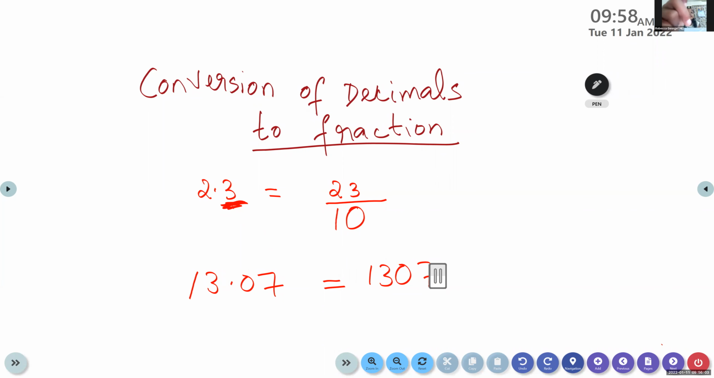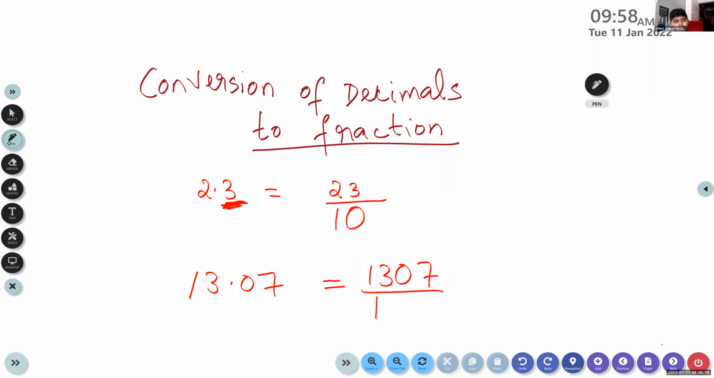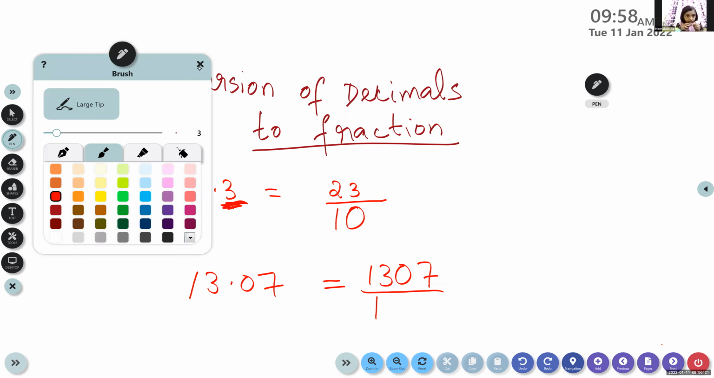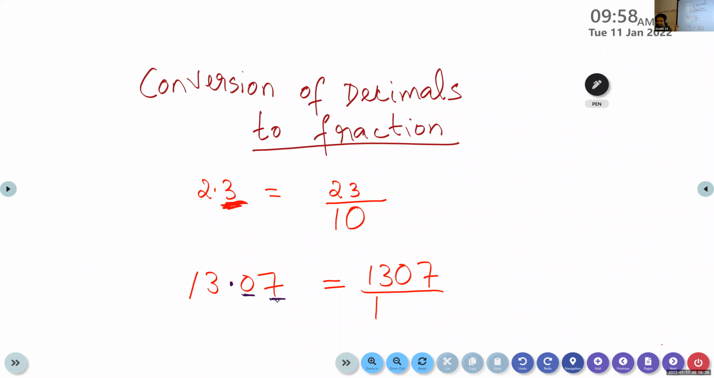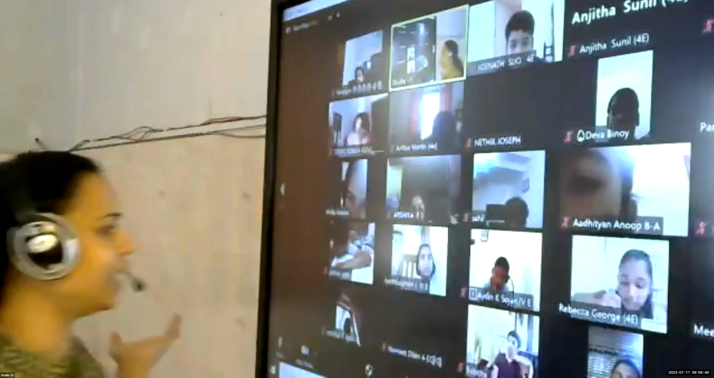1307. Then divided by 1, I have to write, because the denominator is always 10, 100 or 1000. That is what we are learning. Now, how many zeros? 2 zeros. Why? Because after the decimal point, there are 2 digits. Very good. See, children, here there is 0 and here there is 7. So how many decimal places are there? 2 decimal places. So here you have to place 2 zeros. Is that clear? So we got our answer.